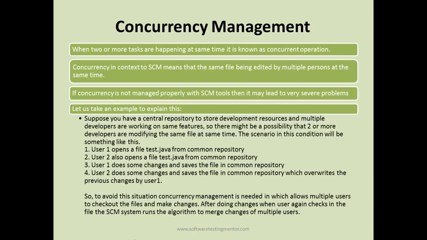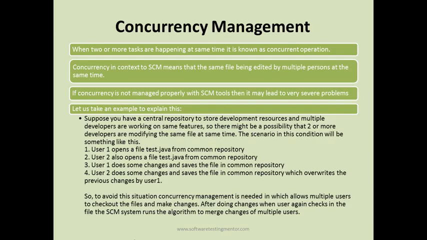So for example, a class is there and there are multiple developers that need access to the same class file for making their specific changes, and then they'll be checking in that class into the central repository. So there is a possibility that different users might be checking out this file at the same time, and they will be making changes. So the scenario in this condition would be something like: the first developer opens the file test.java from the common repository.